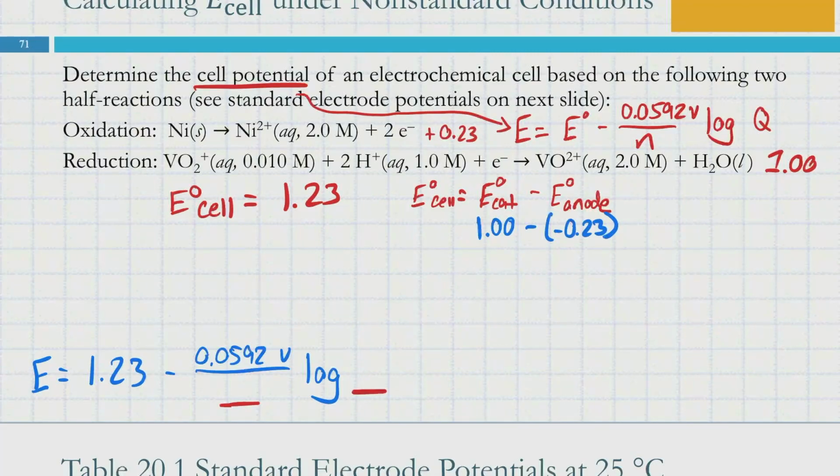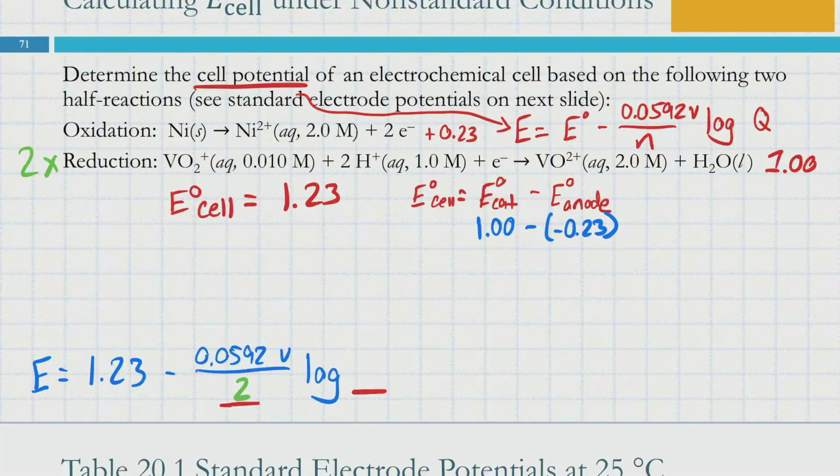What's the smallest number of electrons that we can get when we combine our oxidation half reaction and our reduction half reaction? 2. So the way that we get 2 is we can see in our oxidation reaction we've got 2 electrons on the product side. In our reduction half reaction we've got 1 electron on the reactant side, so we need to double our reduction half reaction. And we also need to combine them.